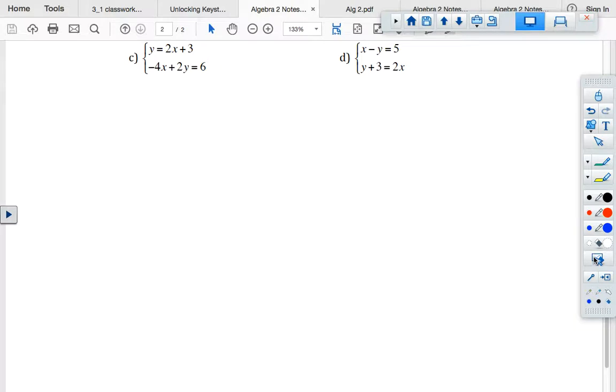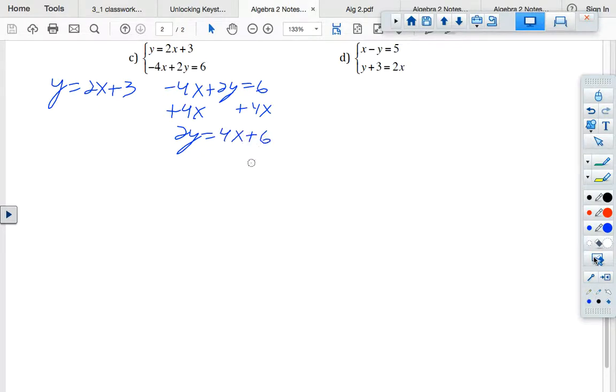All right, Tyler. Do I have to do anything for the first one? No. Okay. So for the second one, what'd you do? I added 4x to both sides. So I have 2y equals 4x plus 6. What's next? Divide 2 on both sides. Nice. Divide everything by 2, and I got y equals 2x plus 3.